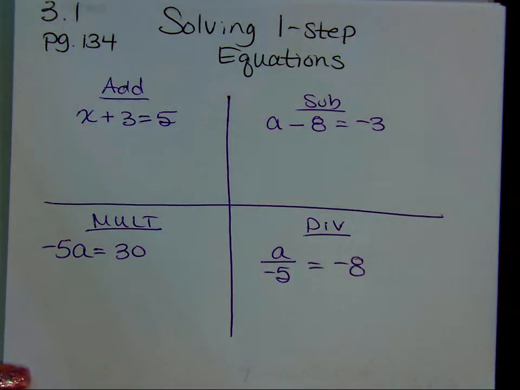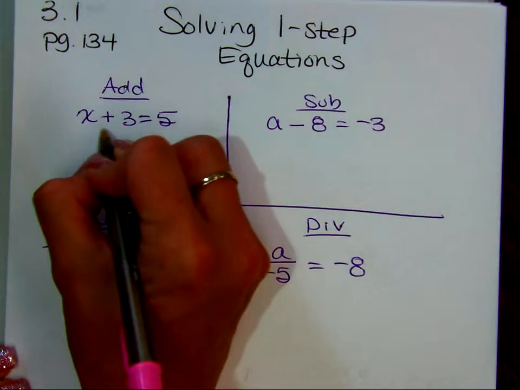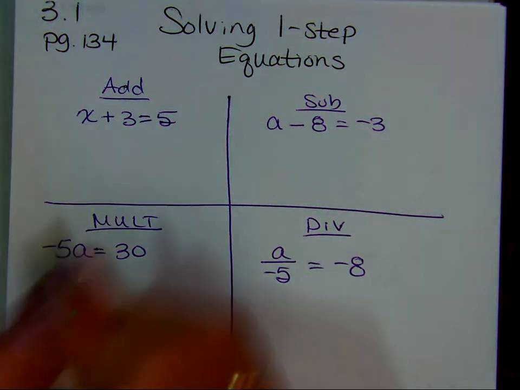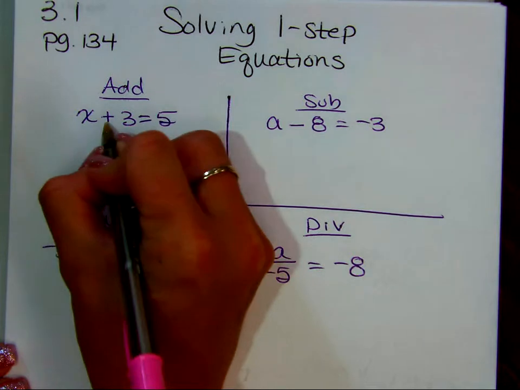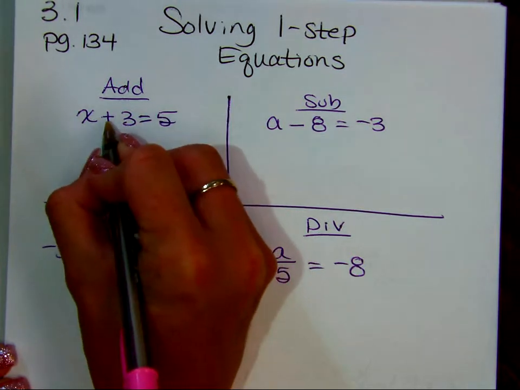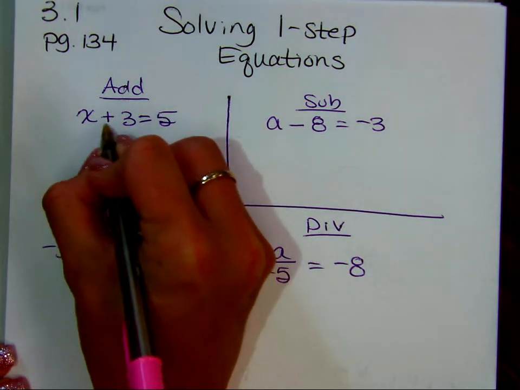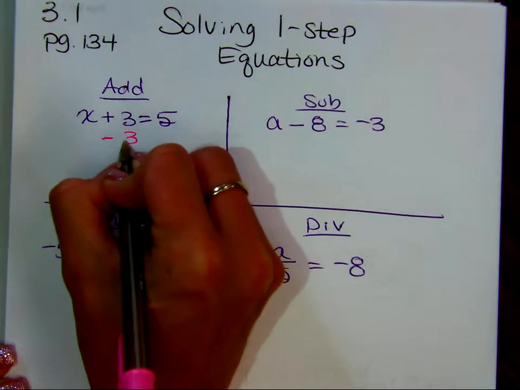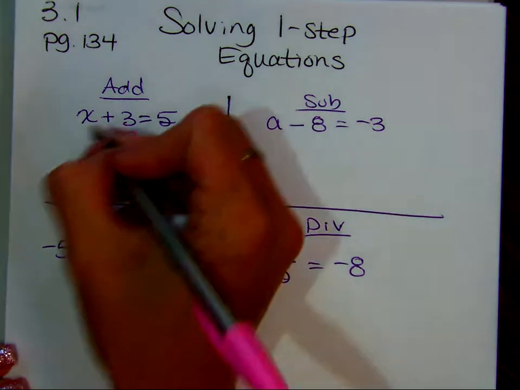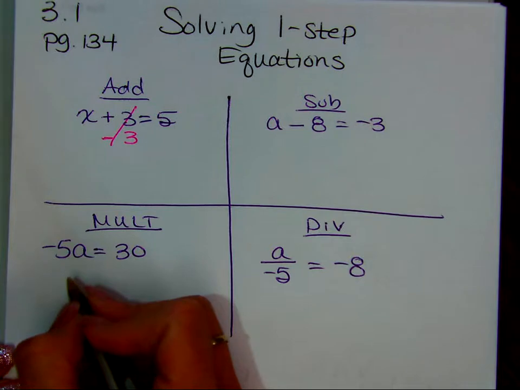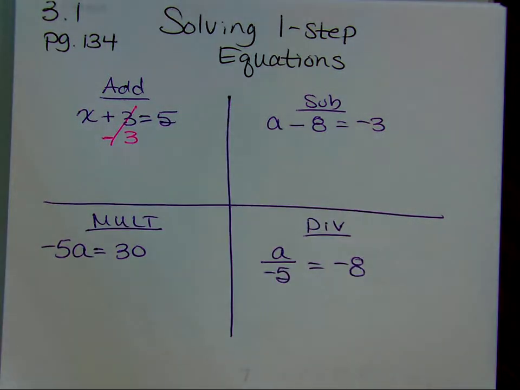Okay? And to undo what's being done to the variable, you use inverse operations. And we're going to show our work, and I know you can do that in your head, and I know that you know that 2 plus 3 equals 5, but I need you to mathematically prove that to me. So the whole point is to isolate the variable, or in other words, get it alone. So to cancel out adding 3, or a positive 3, we're going to put a minus 3 or a negative 3.